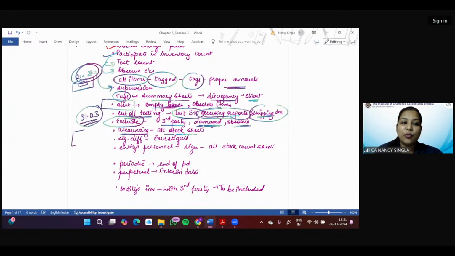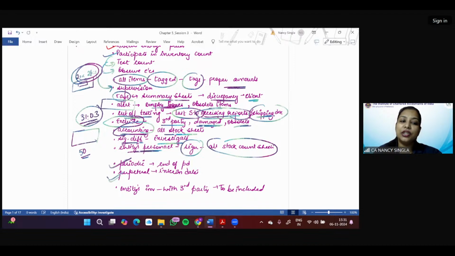So let's say there is a warehouse and in total 50 stock sheets are there. He'll see whether the accounting of all stock sheets has been done or not. In case of significant differences there, he will investigate the same. And the entity's personnel conducting the physical inventory count, he'll ask them to sign all the stock count sheets. Simple. And if it is conducted periodically, let's say on 31st March, he'll attend it at that moment.